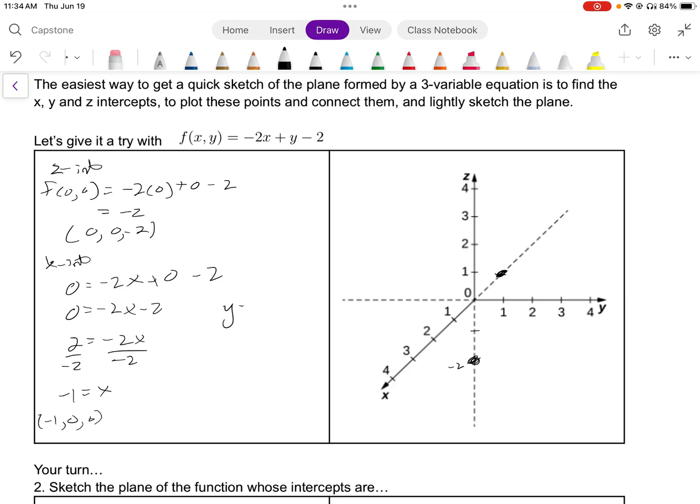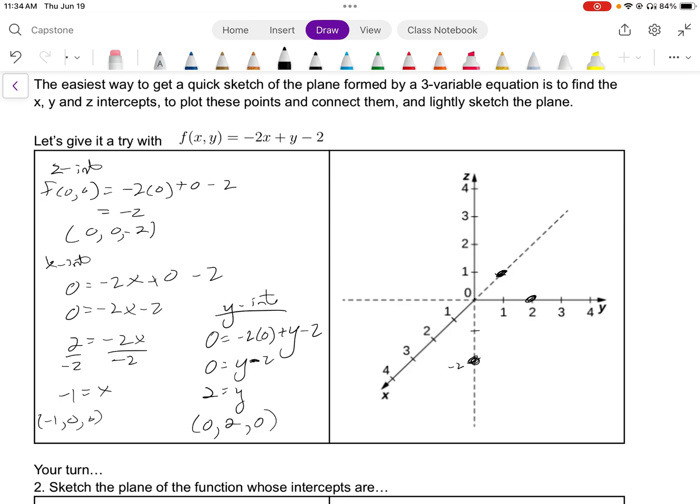Finally, let's get our y-intercept. That's going to be z is 0, x is 0. Now what is y? Negative 2 times 0 is 0. We have 0 equals y minus 2. Add 2 to both sides. 2 equals y. That gives us 0, 2, 0. 0, 2, 0 is right here.